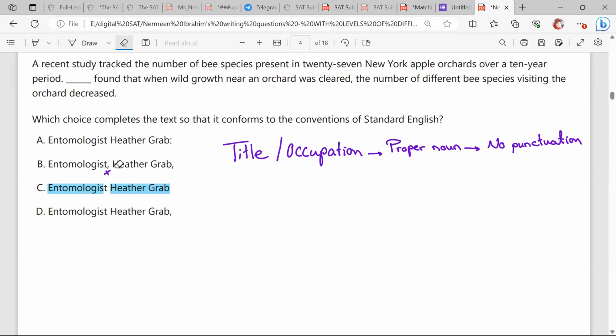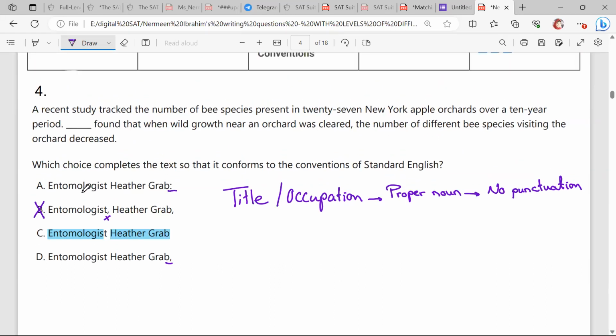Also here, teacher, you eliminated, let me be organized a little bit. You told me not to add any punctuation between the title and the proper noun, right? So this means that we're going to eliminate B. But why did you eliminate A and D? Because there is no separation between the title and the proper noun. The separation came later. Here there is a colon and here there is a comma.